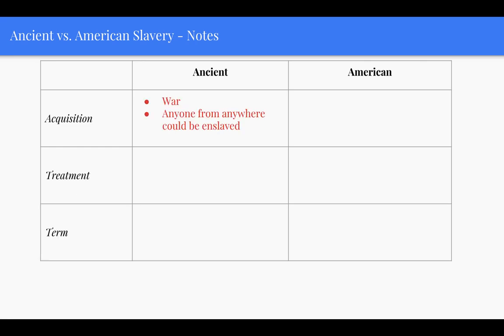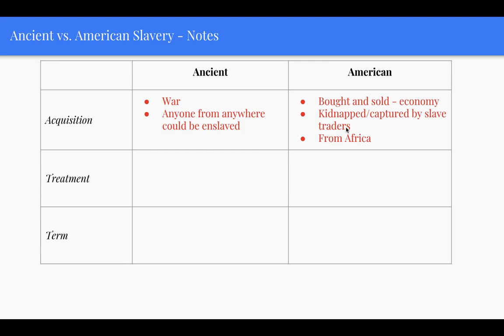All right, we're going to start with the notes. So, acquisition. In the ancient world, you acquired enslaved labor through war. And anyone from anywhere could be enslaved. It all depended on who was fighting. So it was usually linked to war, and it was kind of a punishment or a spoil of war.